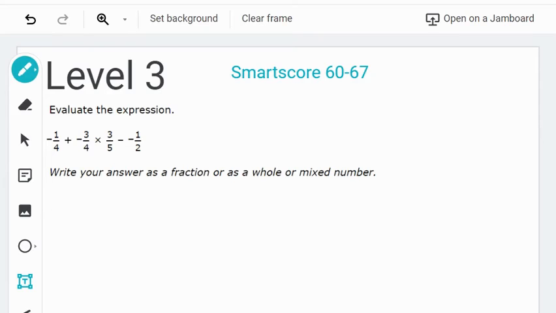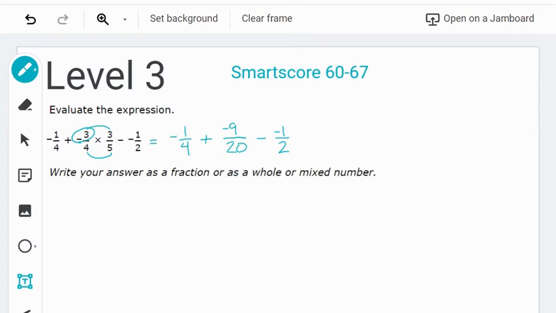So I'll leave the negative 1/4 first. So remember, we're multiplying tops and then bottoms. So that's a negative, so you can think of this as a negative 3 times 3, which is negative 9. So we're adding, and that's a negative 9 over 4 times 5 is 20. And then we're subtracting a negative 1/2.